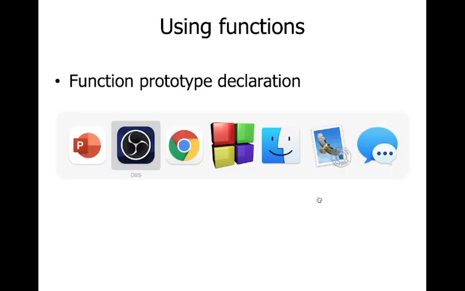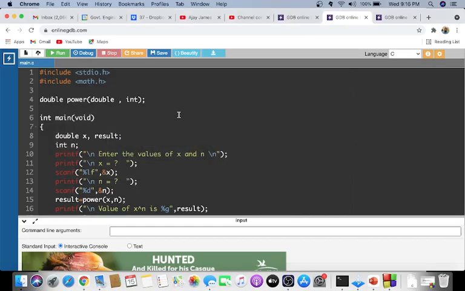Similarly, you have to declare the function prototype also. So for function prototype, declaration is needed. So how to do this declaration? Before going into that, I will show one example of this function program. Then you will understand what is prototype and all.